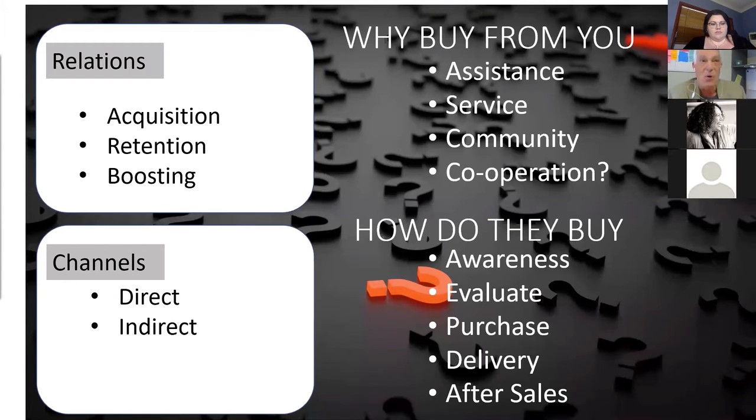Two other important parts of the marketing side of your business are to look at why your customers would buy from you. Do you provide great assistance in the use or the delivery of your product? Do you give great service? Are your staff giving the best service compared to other people in the market? Do you operate a community where you can bring your customers together? And what sort of cooperation do you offer those customers and your clients? That's part of the relationship system.